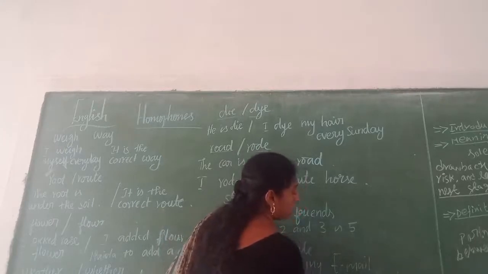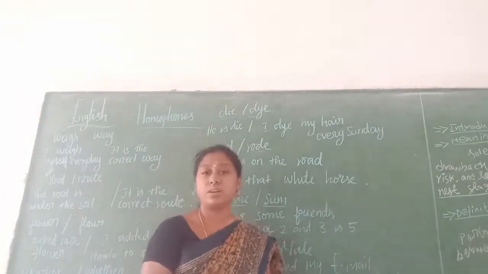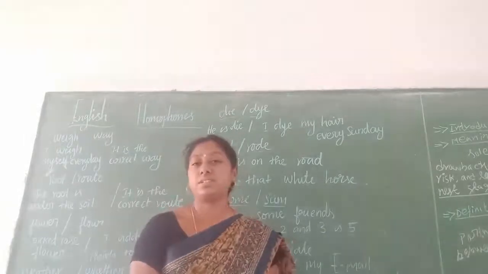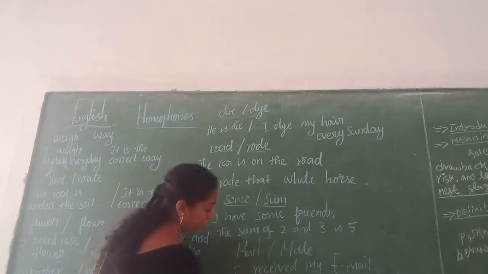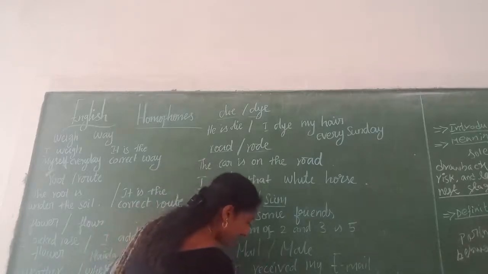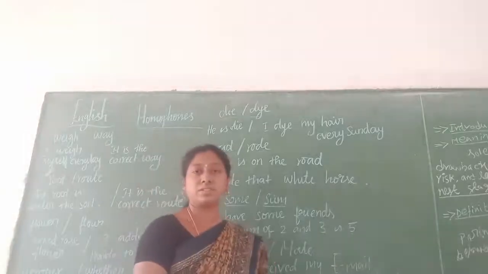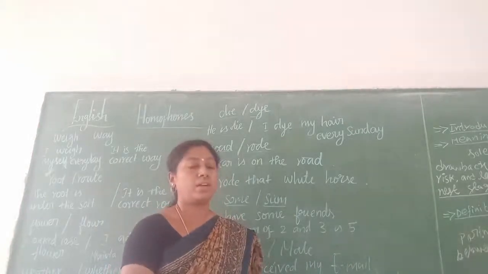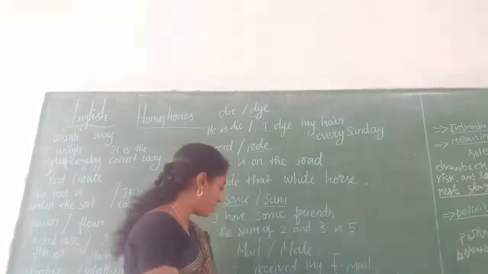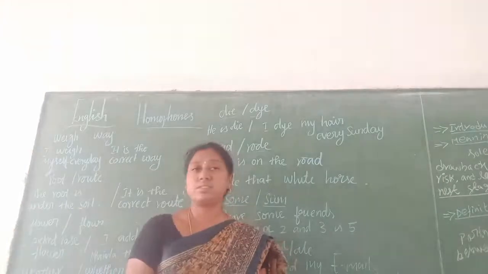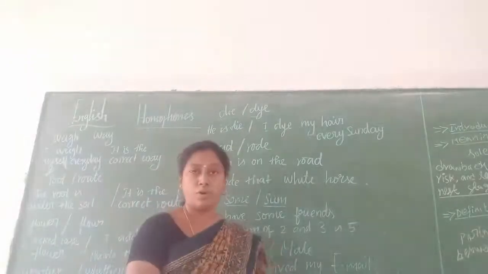Okay, so next one is a word we normally use in our life: dear, and deer. So what is the meaning of this word? Dear: he is my dear friend. His name is Arun Kumar, like that. So next one, deer: the deer is in the forest. Okay, I like deer. So these are the homophones.